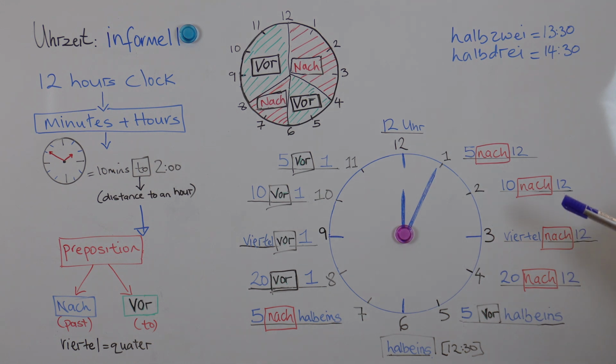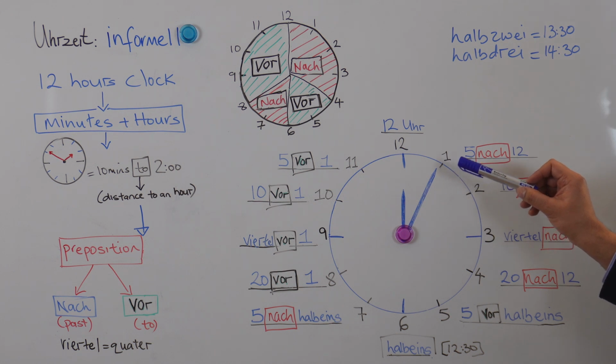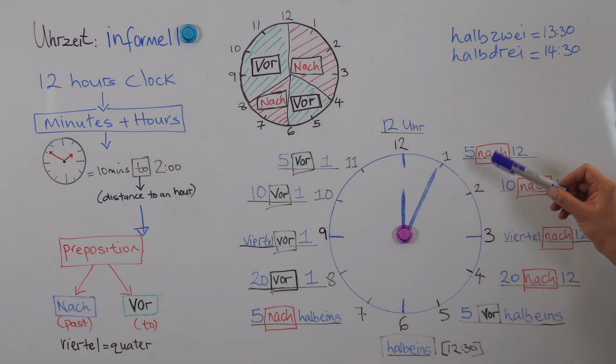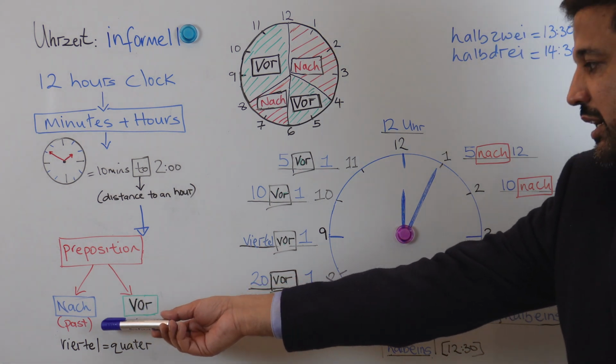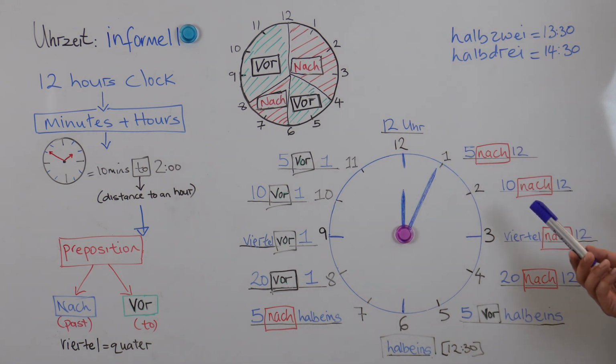As you can see, the time on the clock is 5 past 12. You just translate it as it is into German. So 5 is 5. Past, as it is written over here, will be translated to nach. 5 past, 5 nach, 12. That means 5 past 12, 5 nach 12.